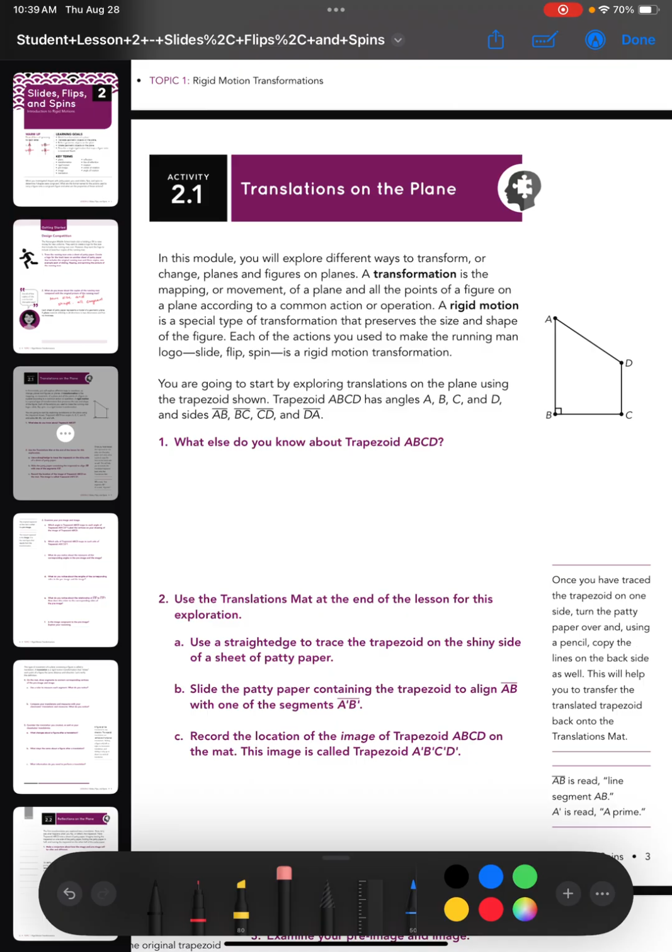Okay, and a rigid motion is a special type of transformation, with the key being it preserves the size and shape of the figure. So again, they are congruent. When you slide something, flip it, rotate it, we're not changing the size or the shape of it.